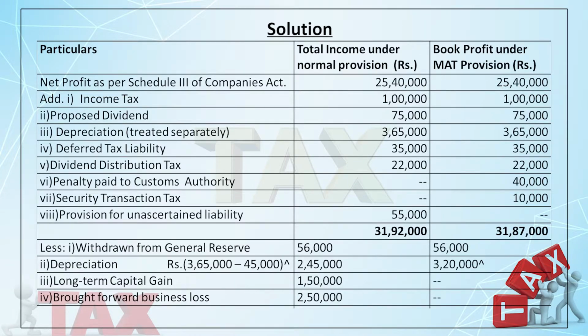So, this is the total income as per normal provision, and the second part is the computation of book profit. In case of book profit, the starting point is also the net profit as per Schedule 3, that is net profit as per statement of profit and loss.